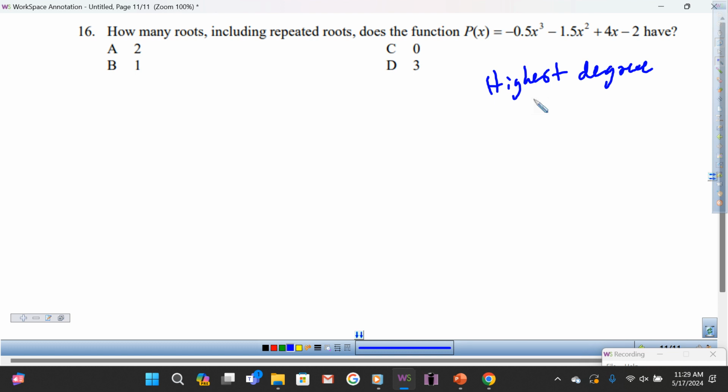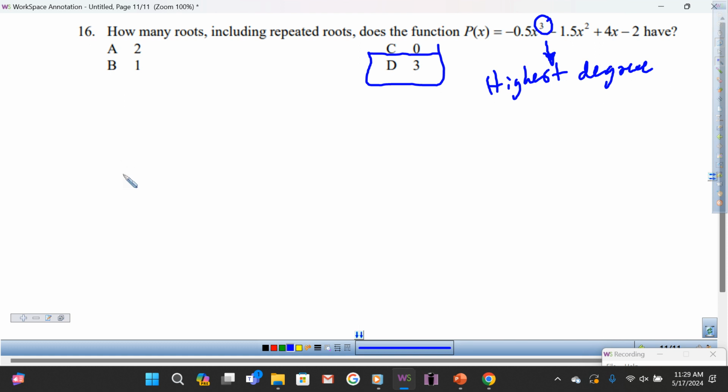So tell your neighbor and point out to your neighbor what you're going to circle from the polynomial so that you know that's the highest degree. What are you going to circle? I see everybody motioning to the 3. Yes. Circle the 3, point to what you wrote down, and guess what? Answer is D.